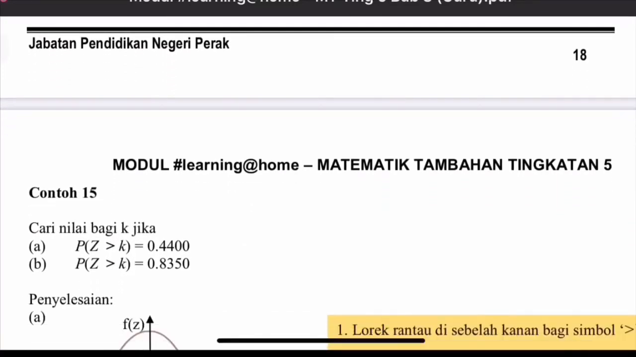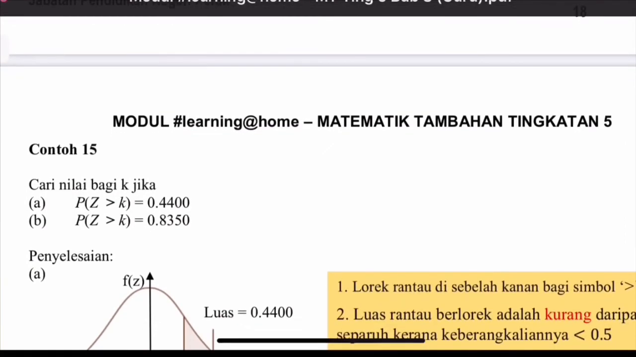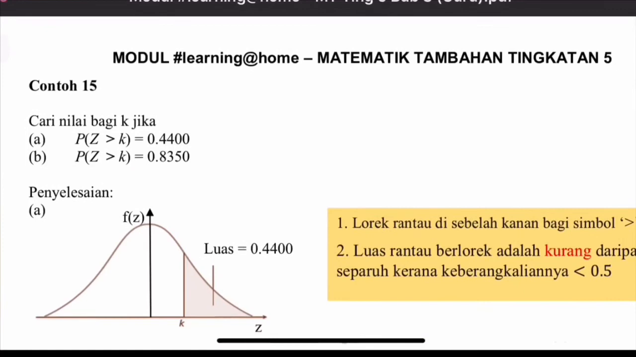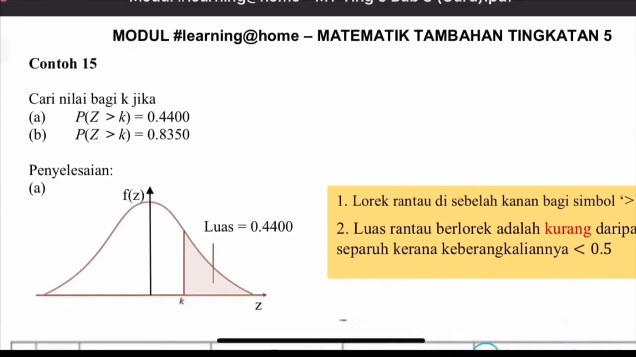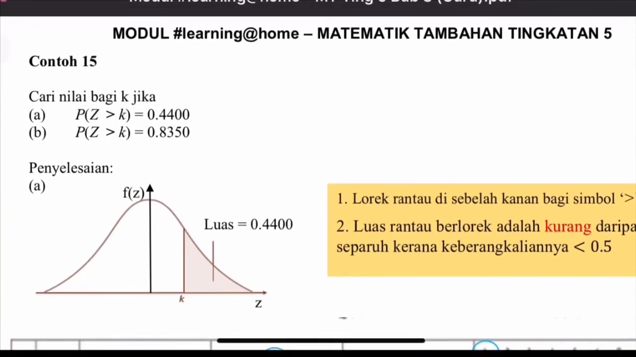Okay, now the most challenging one is finding back the z-score when you are given the area or probability value. So if they give you probability value, that means they give you area.